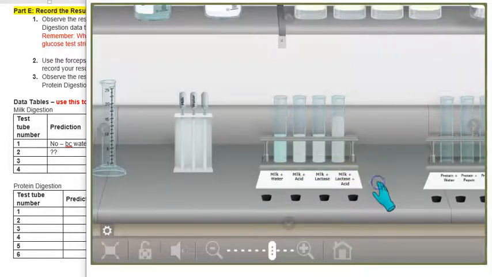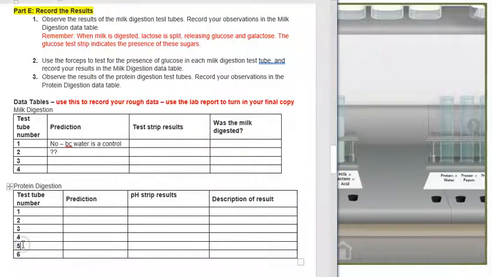In that one it is milk and acid. So you think that it would be broken down. Be careful of whether or not glucose is present though. You can break down a bunch of stuff, but that doesn't mean it's going to make glucose. Acid will take care of a lot of things.